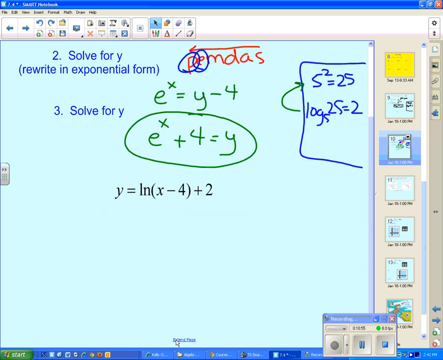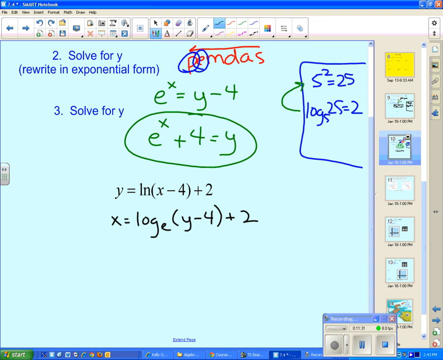Okay, let's try this next one. So first of all, rewrite it so that it's a log with a base. And then switch your x and your y. You might want to add another page in as well if you feel like you're going to run out of space. Are we all here?